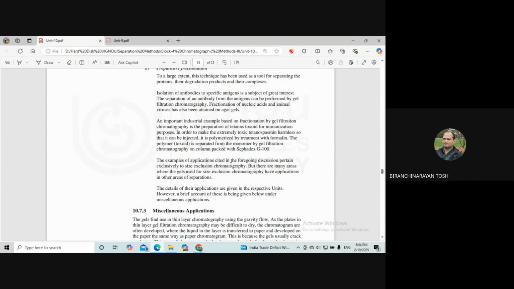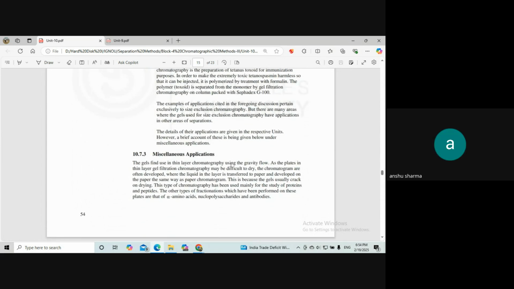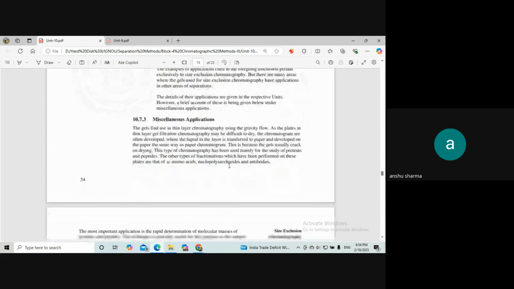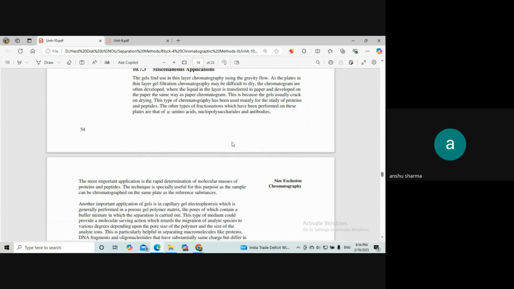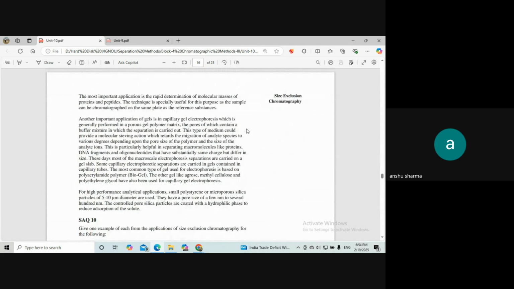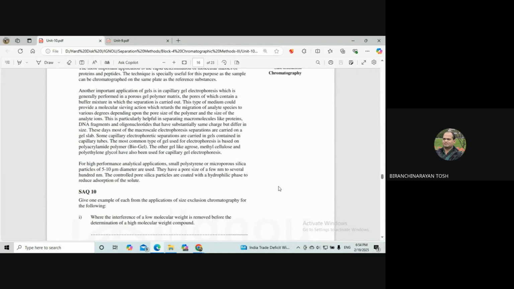So others are also there in miscellaneous applications. Gel electrophoresis, which is generally performed in a porous gel polymer matrix, is another application. Polysaccharides, nucleic acids, antibiotics and alpha amino acids can also be fractionated by this process. And for high performance analytical applications, small polystyrene or microporous silica particles of 5 to 10 micrometer diameter we can use as the column bed.